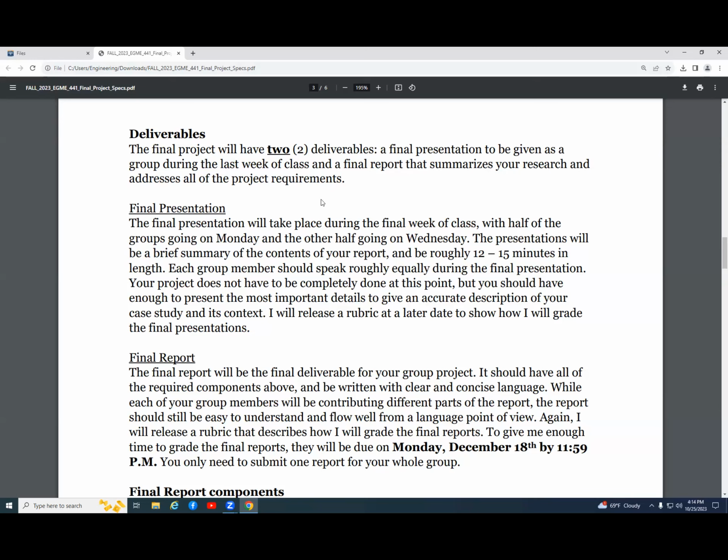Every group member should expect to speak, and they should speak roughly the same amounts. Of course, the final presentations are going to be given about a week and a half before the actual project is due. So I don't expect you to have everything done at that point, but you should have enough to present in a 15-minute presentation. I'll give you a rubric at a later date to show you exactly what I'm looking for.